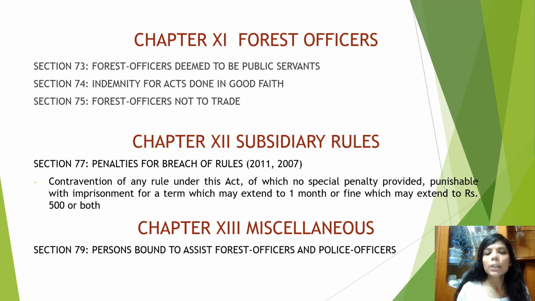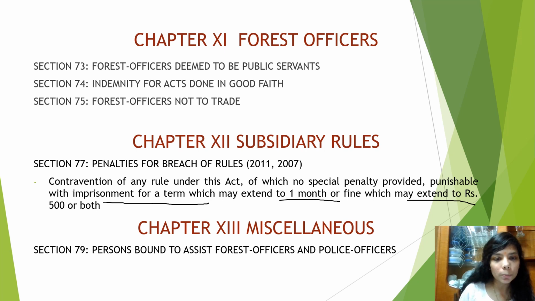Chapter 12, subsidiary rules. There are rules which have been framed under this act. Wherever a penalty has not been provided for contravention of any rule, it shall be punished with imprisonment for a term which may extend to 1 month or fine which may extend to rupees 500 or both.